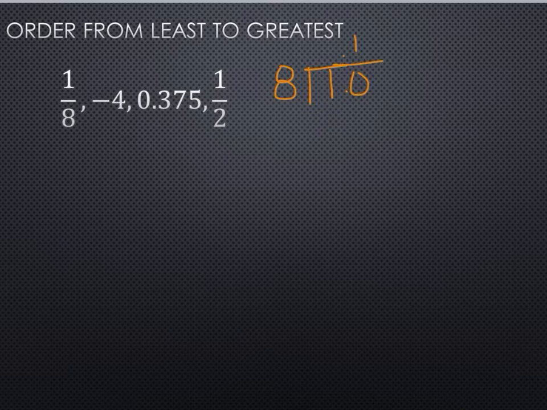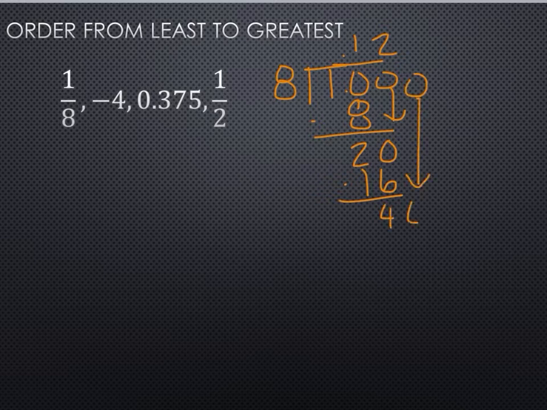So that can go in once. That's 8. 2. Add a 0. Drop it. That can go in twice. That's 16. That's 4, add a 0, drop it, and that would be 5. You can give me 3 decimal places. That almost works every time. So 1/8 is 0.125. Negative 4, we can just leave as negative 4.